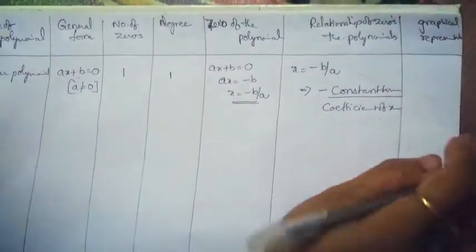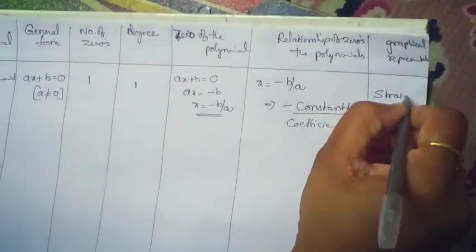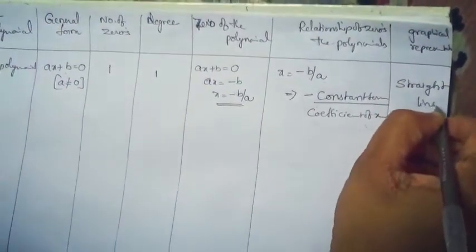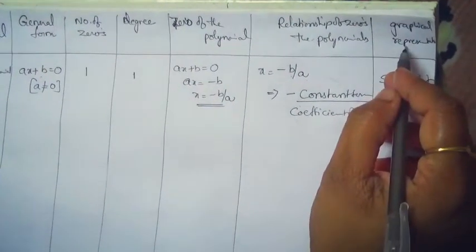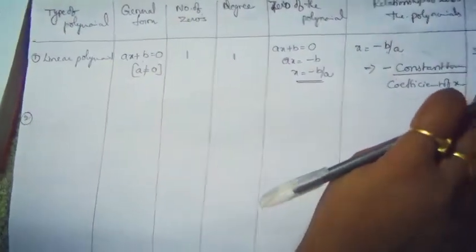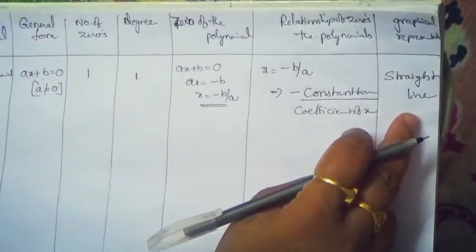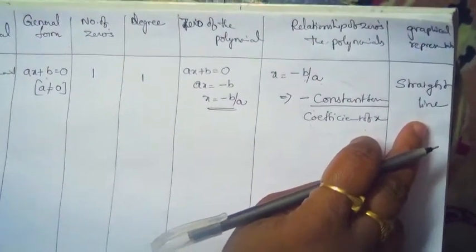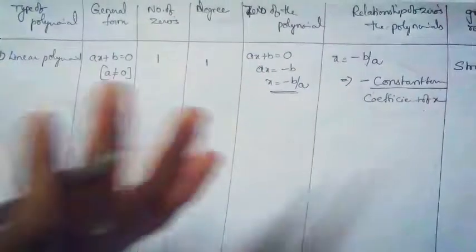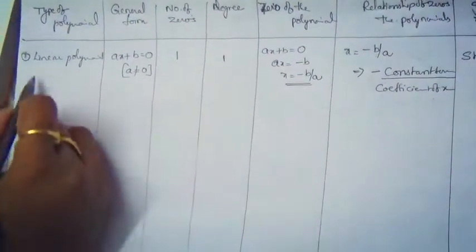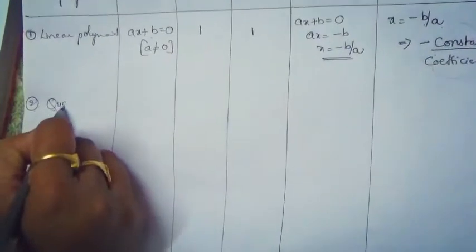What is the graphical representation you will get for linear equations? That is a straight line. You will get a straight line for linear equations when you draw the graph. I'll show these graphical representations in the 3.2 exercises. You will get all these sums in the 3.1 and 3.2 exercises. Don't worry.